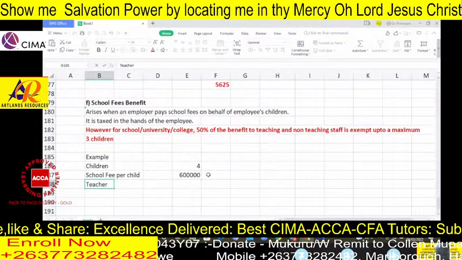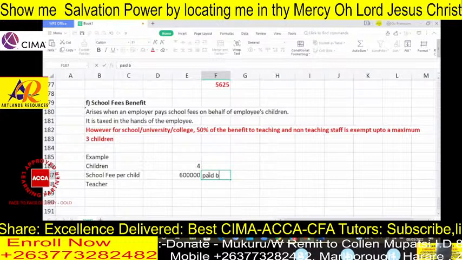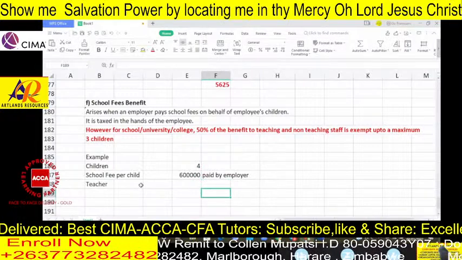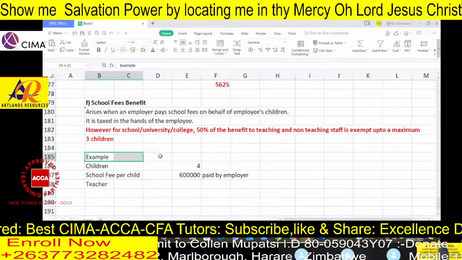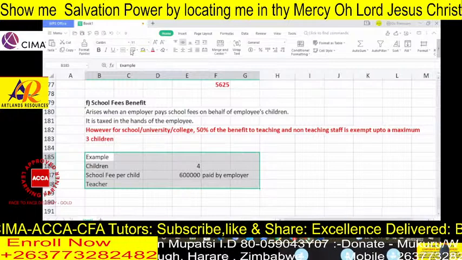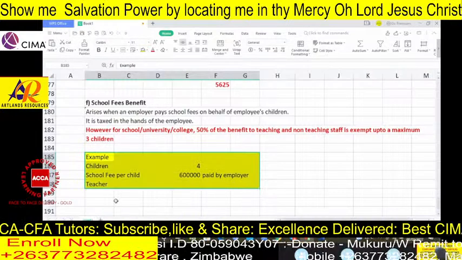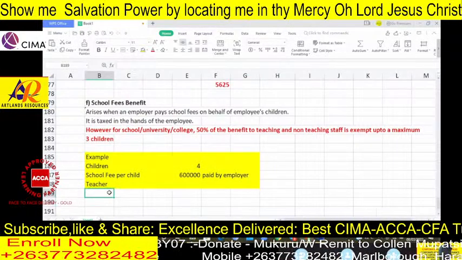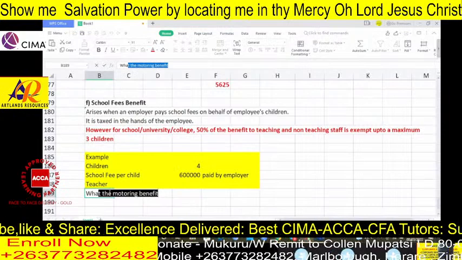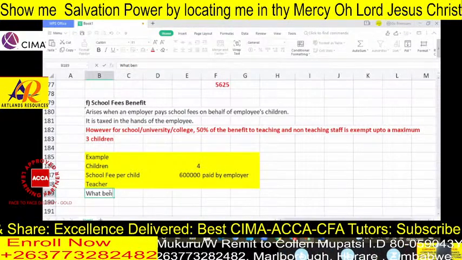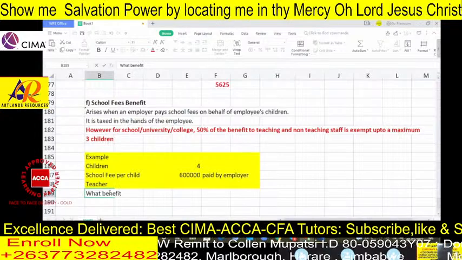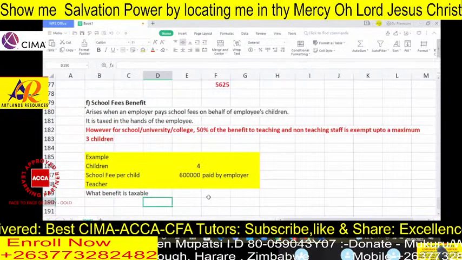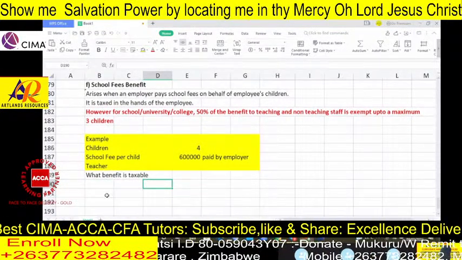The 600,000 is paid by the employer. So your occupation is that you are a teacher. Now the question is, what is the benefit to be included in gross income? What benefit is taxable? So when you are answering such a question, it's a matter of saying solution.